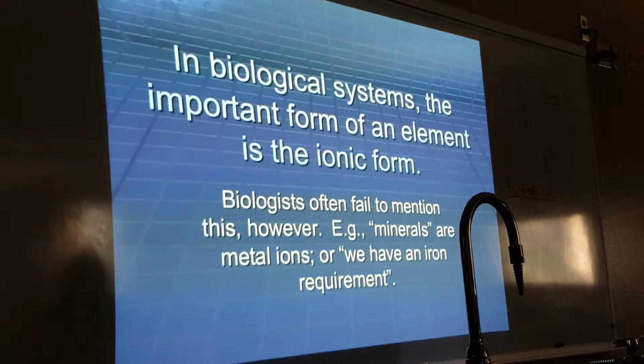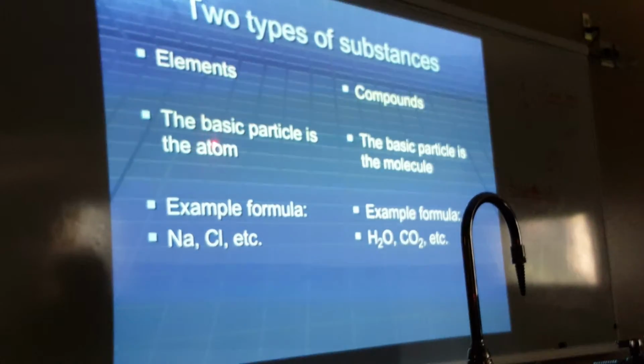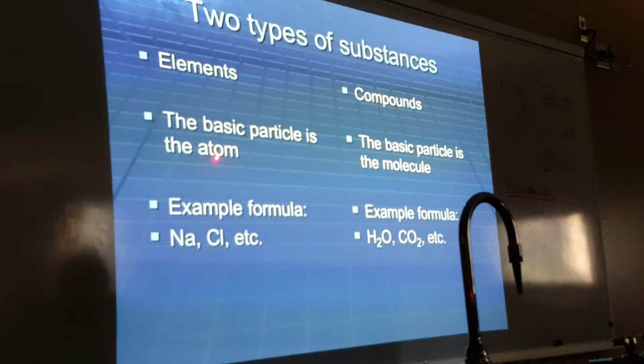Next slide, please. So we've talked about elements and the fact that elements come in 2 different forms. The basic particle, whether you're talking about a neutral element or an ion, you're still talking about atoms. You either have a neutral atom or an atom that's an ion. So if you write it without a charge, it's just going to be one symbol. If you write it with a charge, then it's the ion.